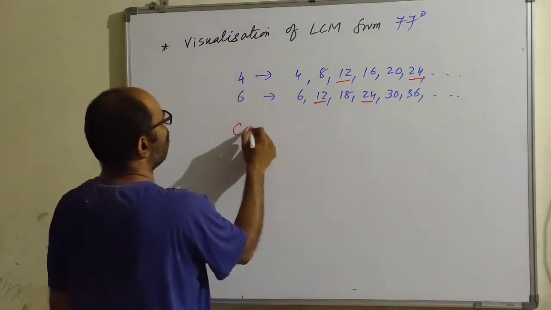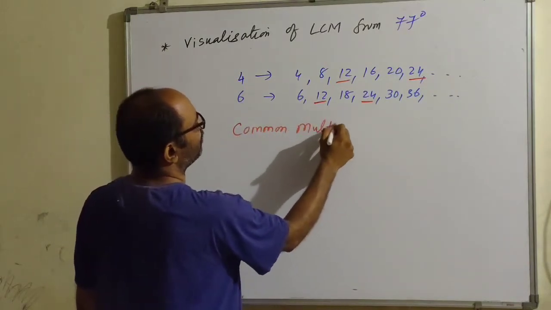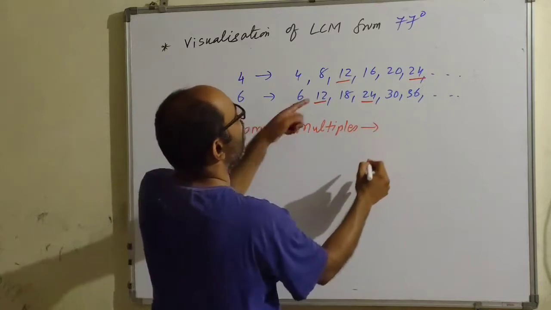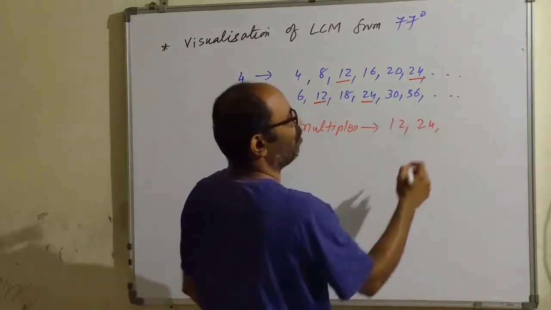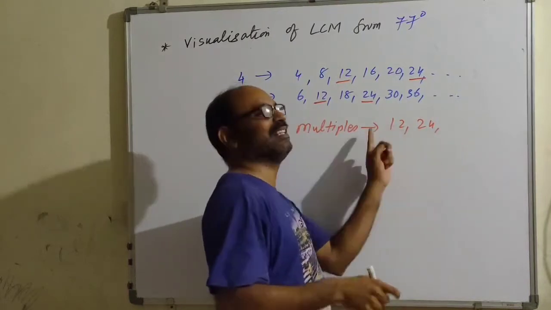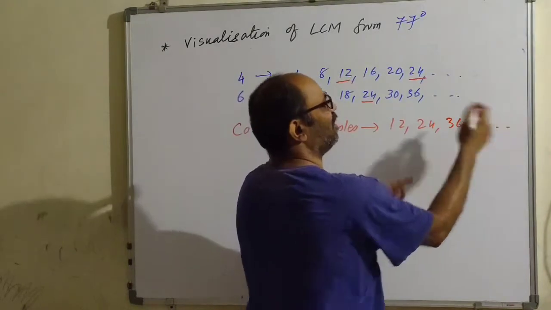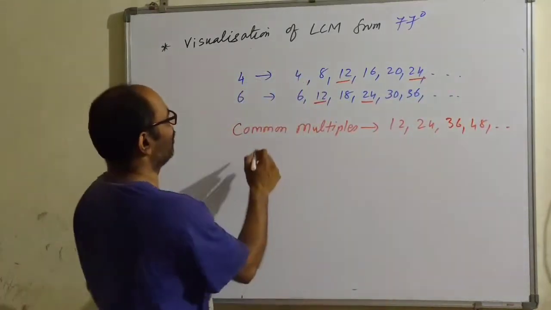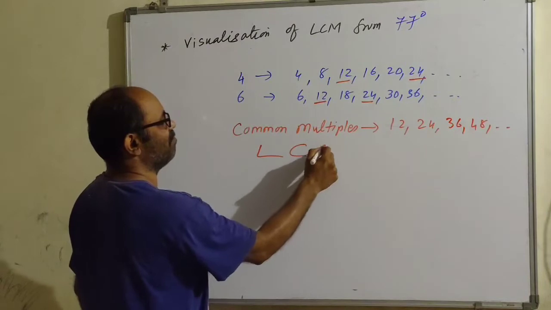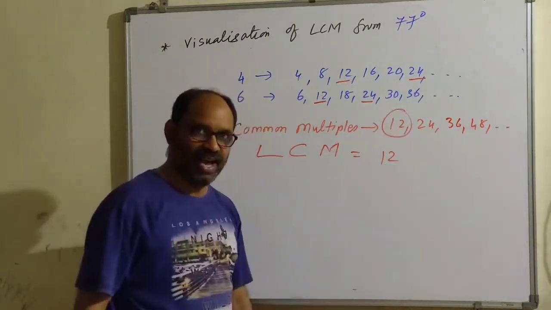Alright. So common multiples are 12, 24. Then you know, children, multiples of 12. Which are the multiples of 12? 12, 24, 36, 48. All these will be the common multiples. And which is the least common multiple? It is 12. You understand?